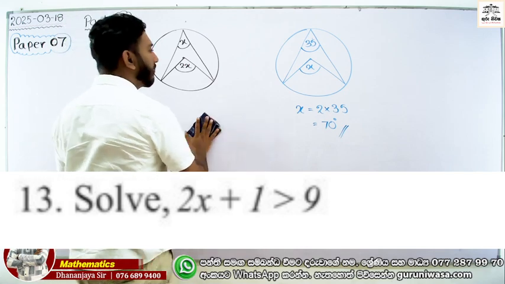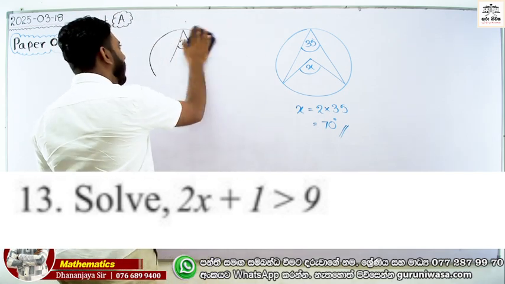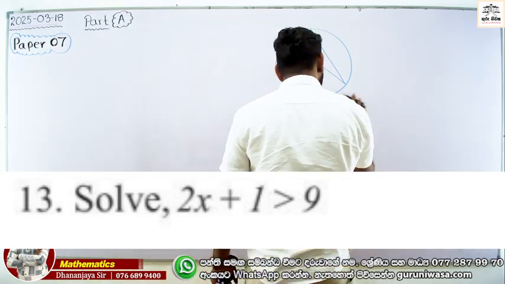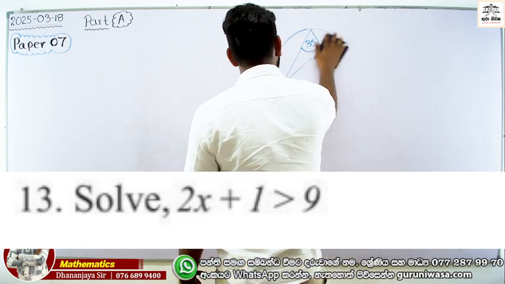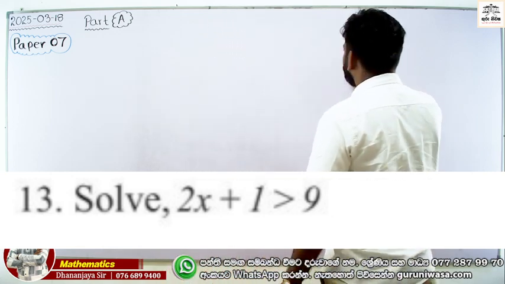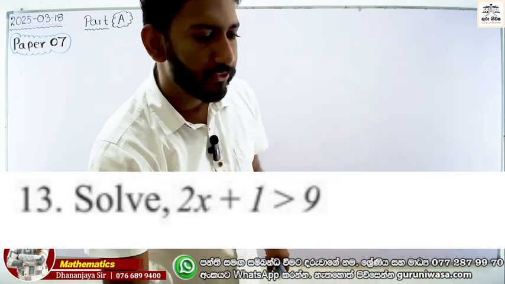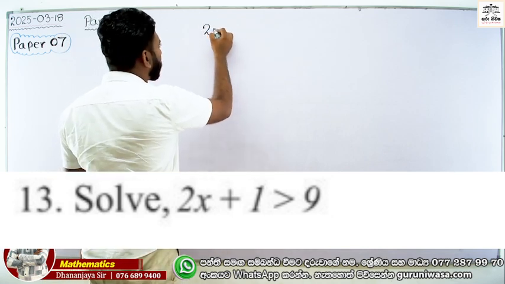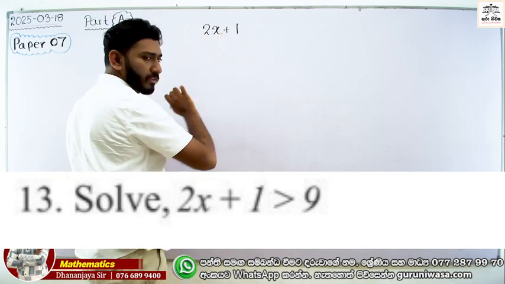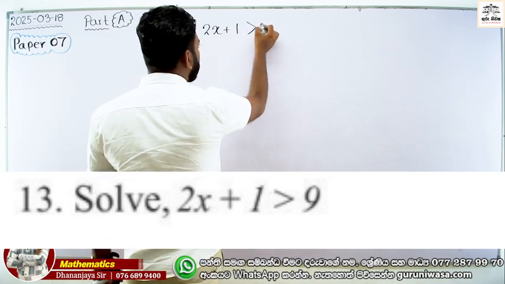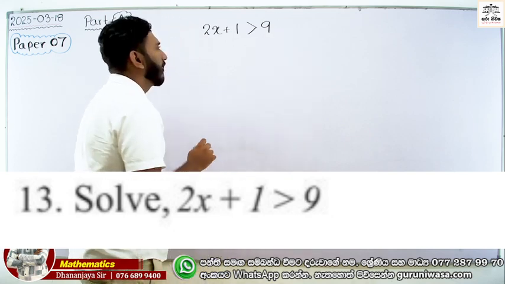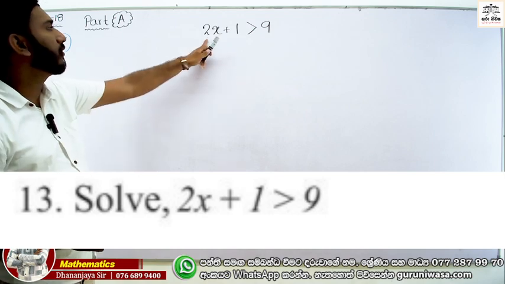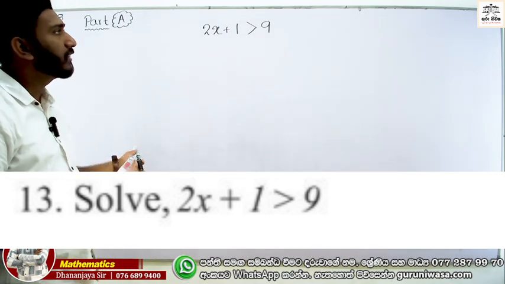Question number 13. This is also grade 9. Inequalities. You can find the answer to this question. Solve 2x plus 1 greater than 9. Now how to simplify? You know x multiplied by 2 and then add 1 is greater than 9.